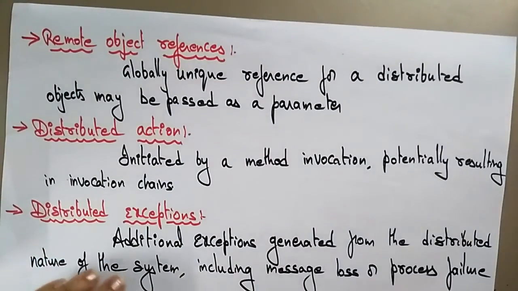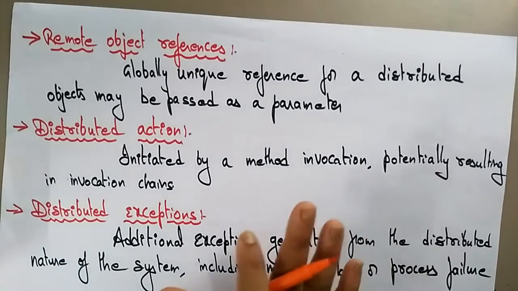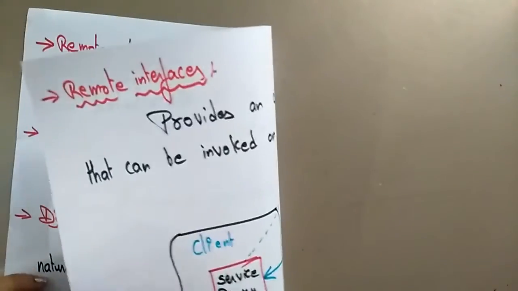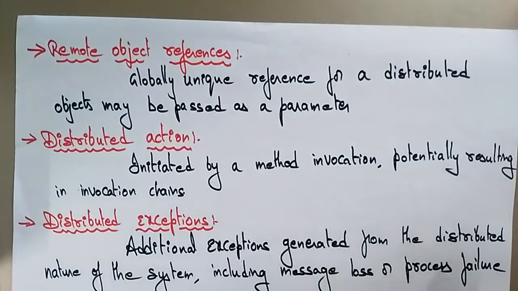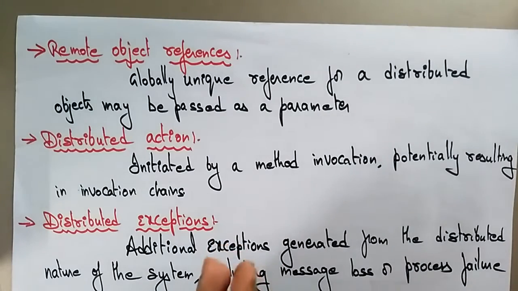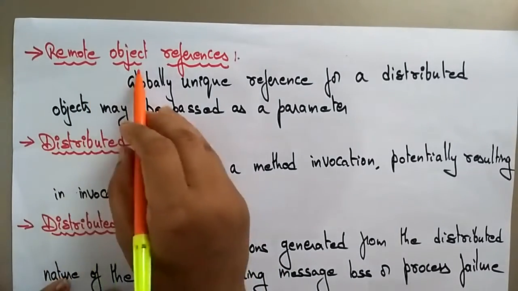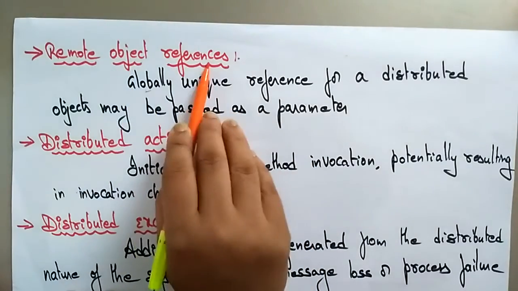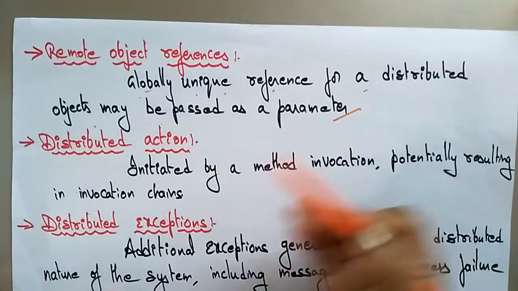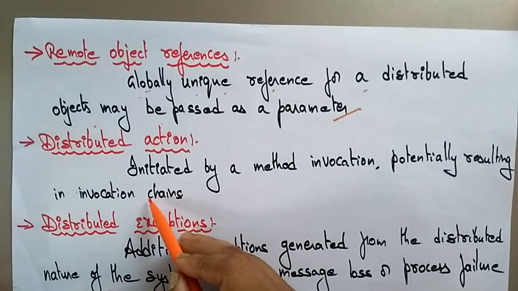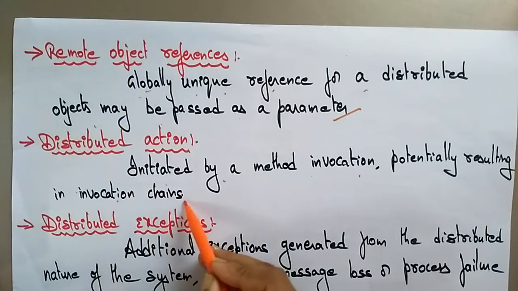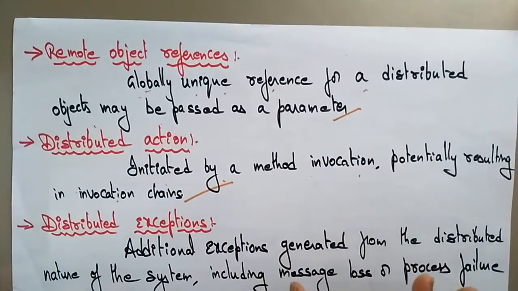Okay, so here you can see some of the working conditions of distributed objects: the remote object reference, distributed action, distributed exception, and the remote interface. Let me first explain these. The remote object reference is a globally unique reference for a distributed object that may be passed as a parameter. The distributed action is initiated by a method invocation, potentially resulting in invocation chains. These are the working conditions of distributed objects.